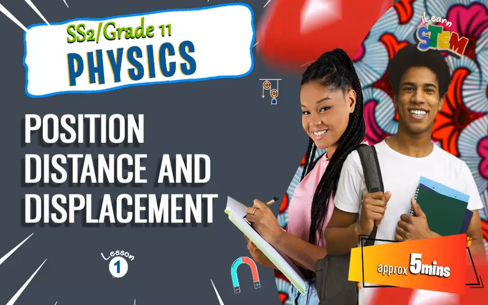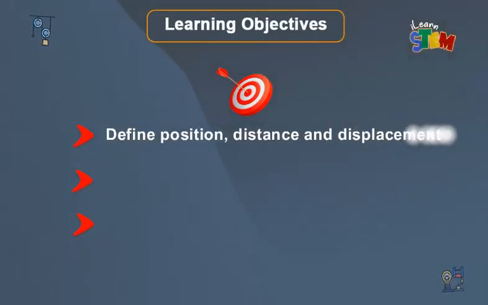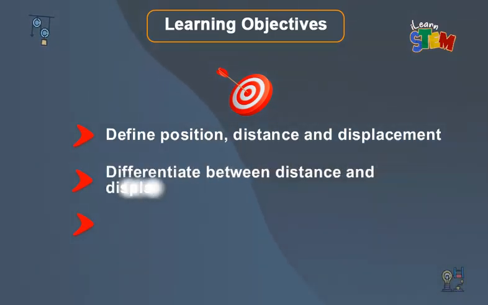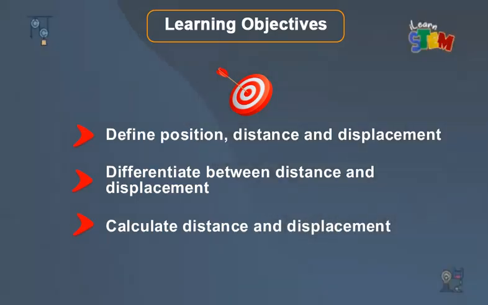In today's lesson, we will be learning about position, distance and displacement. Before we proceed, let's take a look at our lesson objectives. At the end of this lesson, we will know what position, distance and displacement are, the difference between distance and displacement. Also use calculations to solve some problems relating to distance and displacement. Are you ready? Let's go.